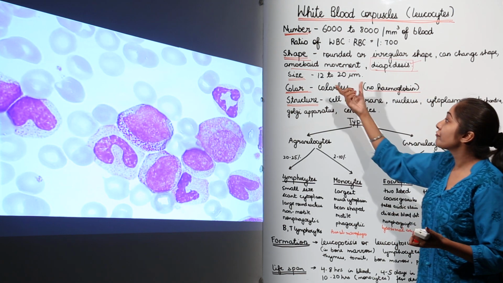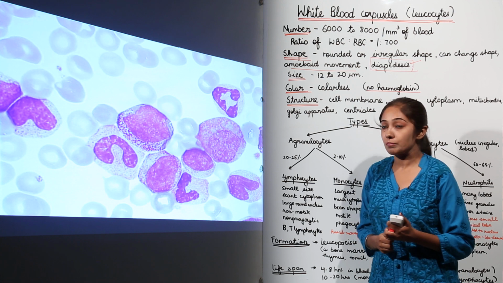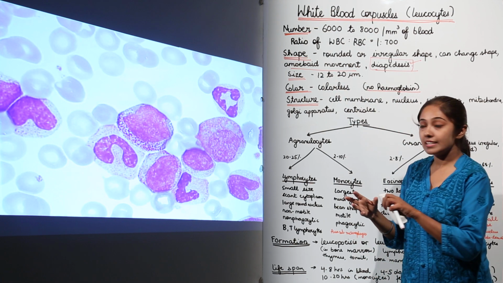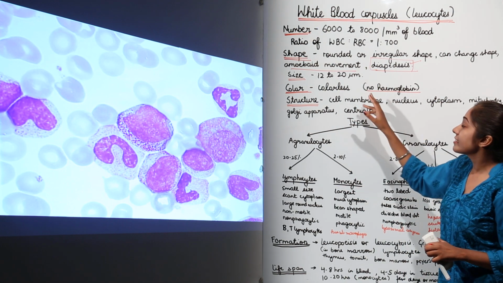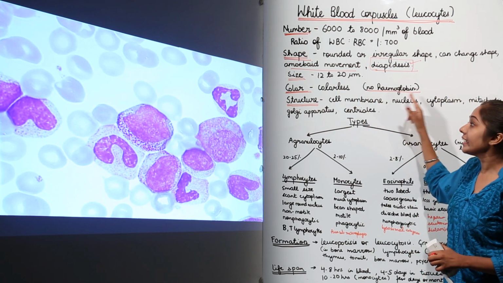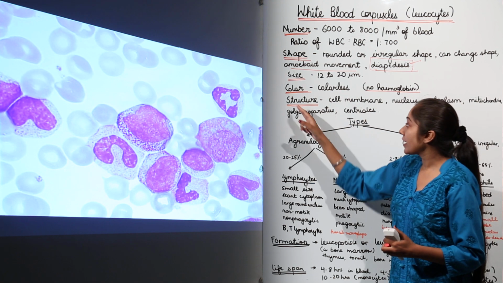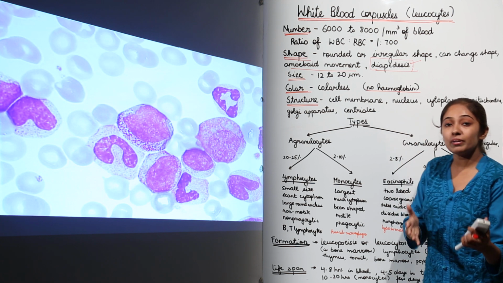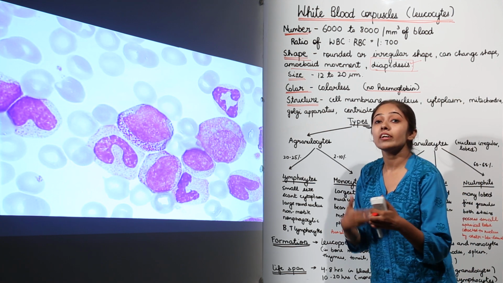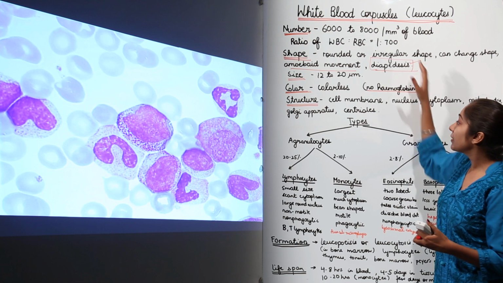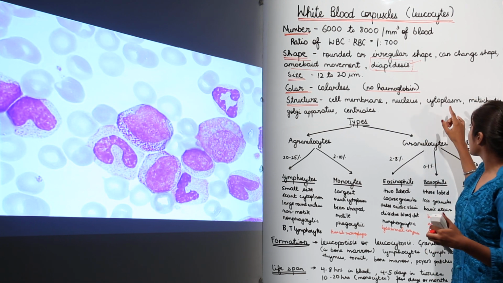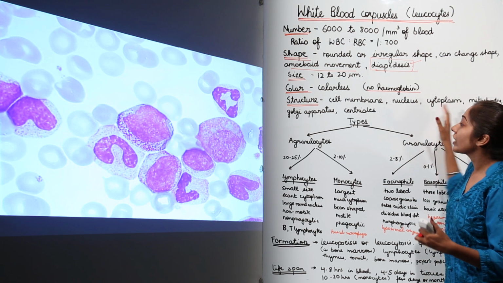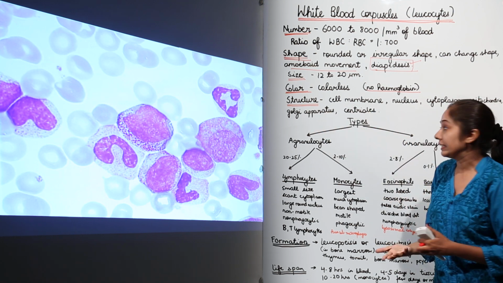The size is fairly large as compared to red blood corpuscles. It is 12 to 20 micrometer. Since they are colorless, they do not contain hemoglobin. When we talk about their structure, they have a cell membrane and a nucleus. The red blood corpuscles were anucleated, without nucleus, but white blood corpuscles are nucleated. They have cytoplasm, and the cytoplasm contains organelles like mitochondria, Golgi apparatus, centrioles and others.